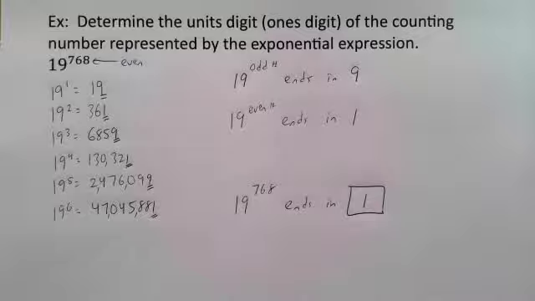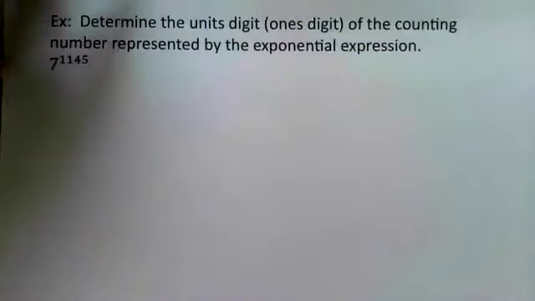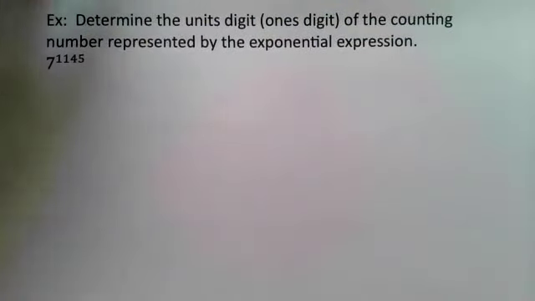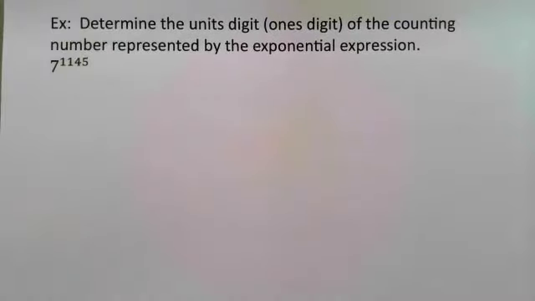Let's do another one like that. That might be a little bit harder than this previous one. Same idea, determine the units digit or the ones digit of the counting number represented by the exponential expression 7 to the power of 1,145.